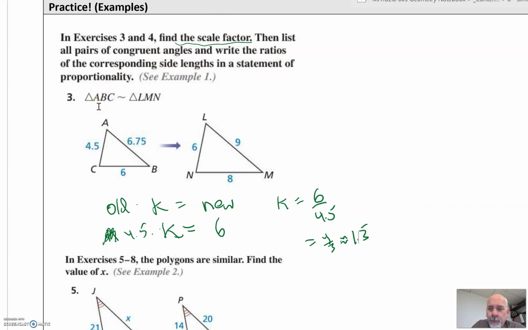A statement of proportionality is what we normally just call a proportion, which is just two ratios that are equal to each other. So, for example, you could say that LN over AC, so 6 over 4.5, is going to be equal to 9 over 6.75. Because these all are going to be equal to the scale factor, there's one scale factor for each one. And you could also say that's equal to 8 over 6.